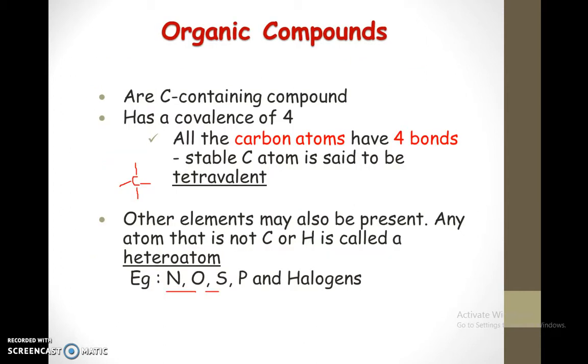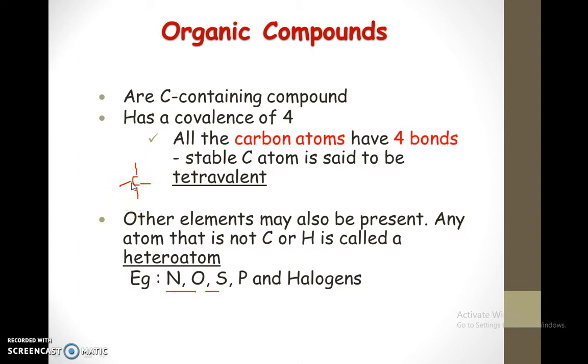Organic compounds are carbon-containing compounds. Carbon has a covalency of 4, meaning it can form 4 covalent bonds. We know that organic compounds contain carbon, thus it can form 4 bonds. Due to the stability of carbon atoms in the organic compound, we can say that carbon itself is tetravalent. The tetravalent comes from the tetrahedral shape like this.